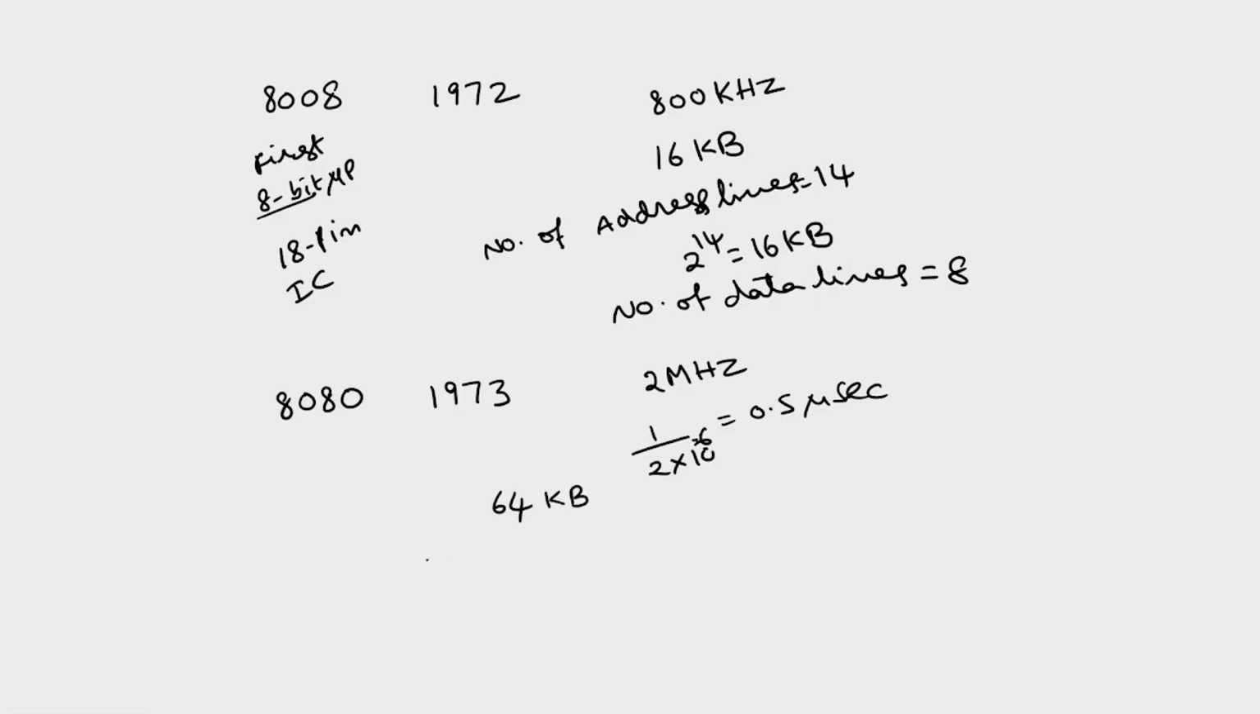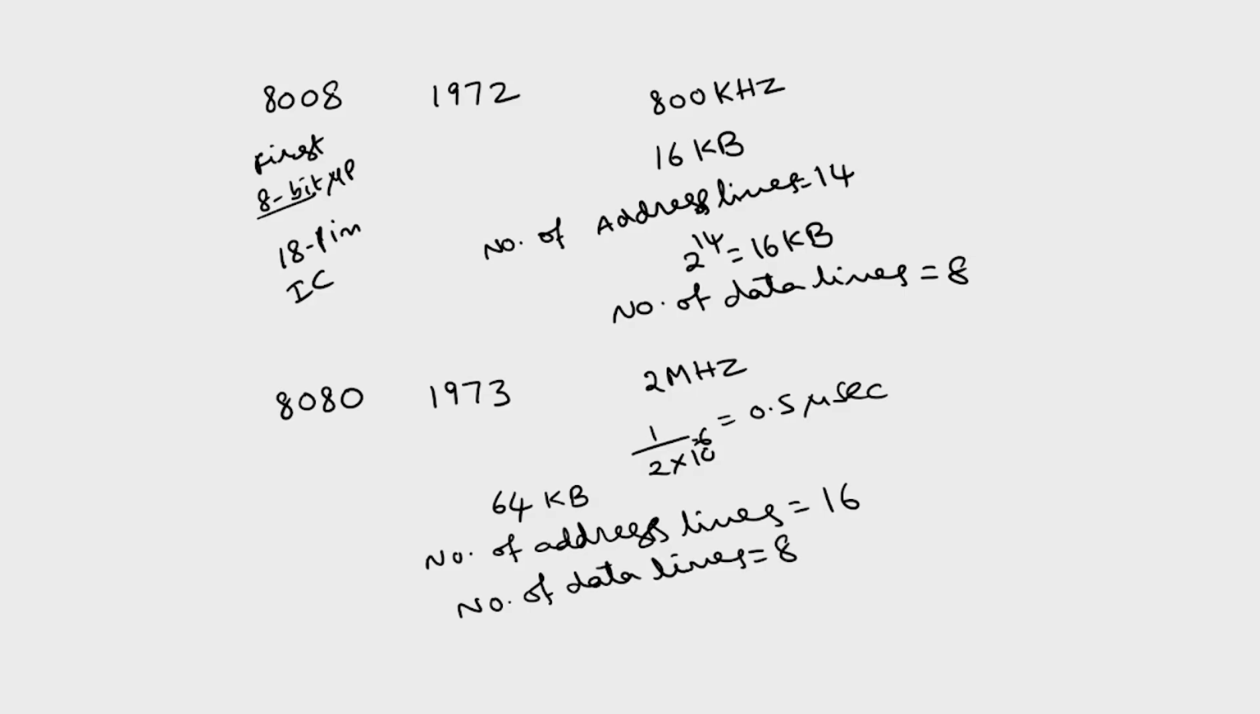That is, the number of address lines here is 16. So 2 raised to the power of 16 is 64 kilobytes. The number of data lines here is 8, because this is also 8-bit, same as that of 8008. So the major advantage of this one is that the speed is more, as well as the memory capacity is more.